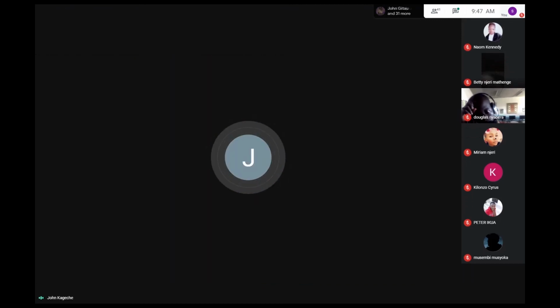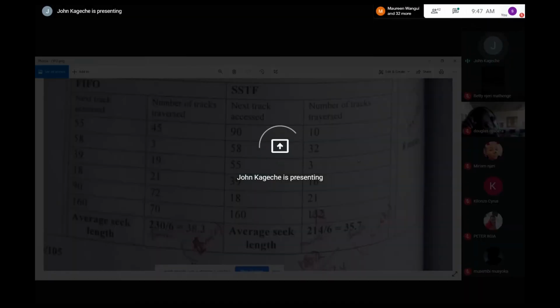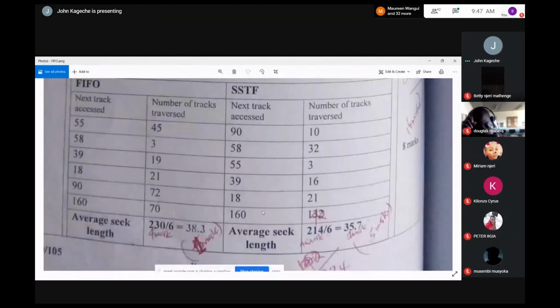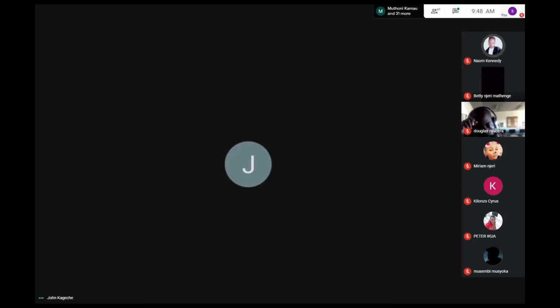Yeah, I'm going to project this. So this is what you're supposed to do, and do the average for the same. So you can see the number of marks was supposed to be 8 marks because of all this calculation. Are we together?